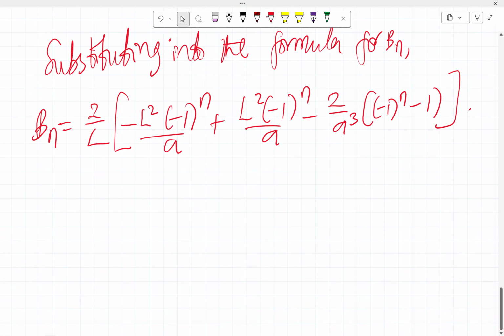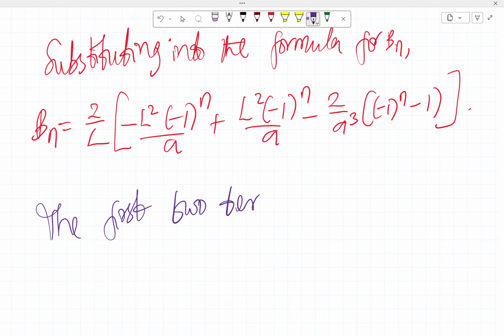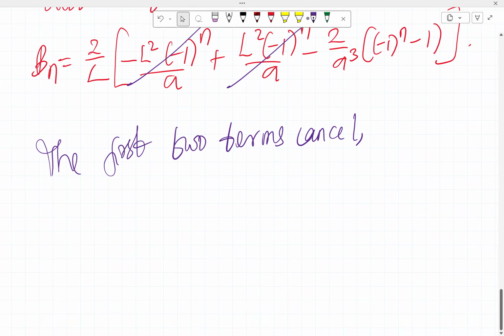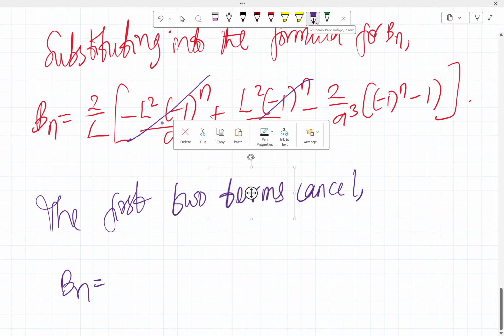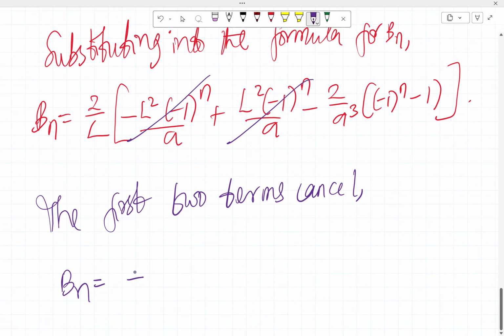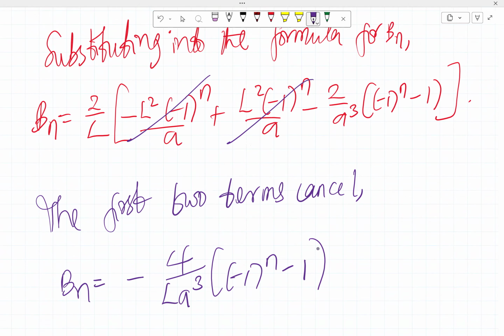So the first two terms cancel. As we can see, this and this are the same with different signs, so they cancel out, so that we then have b sub n to be equal to 2 over L multiplied by the rest. So that'll be minus 2 times 2 is 4. Then L times A cubed, that is L A raised to power 3, right? Into minus 1 raised to power n minus 1, like that.